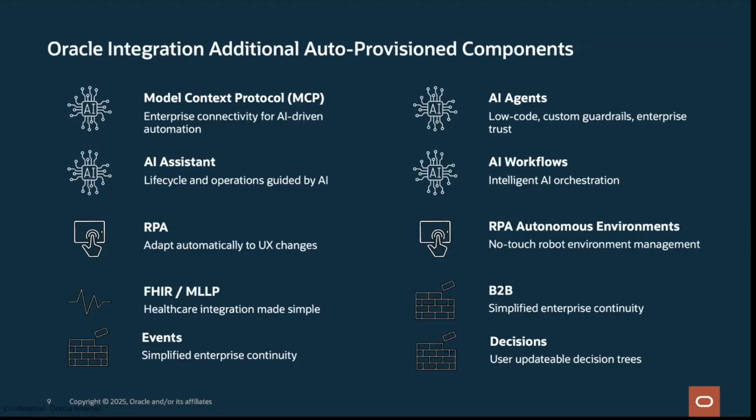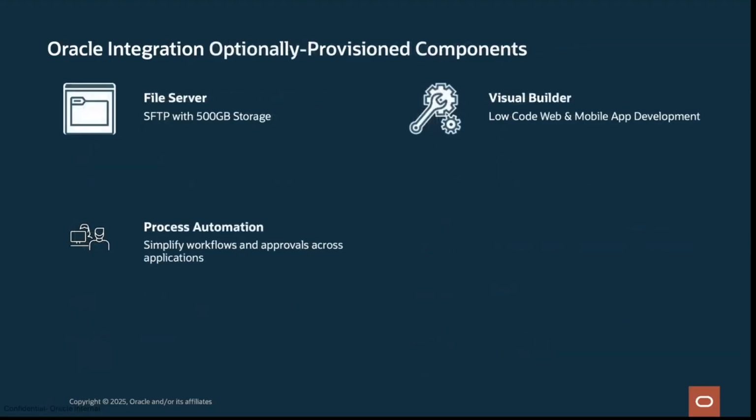But we also have RPA. If you're running the healthcare edition, we have FHIR, MLLP, and HL7 adapters. We have B2B support, where you can set up trading partners and exchange B2B documents. Built-in decision service and the native event service are all available as part of OIC. These you get automatically. You have no choice whether these are provisioned for you or not. They are automatically provisioned.